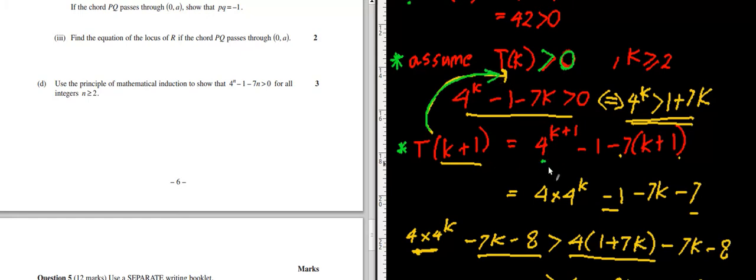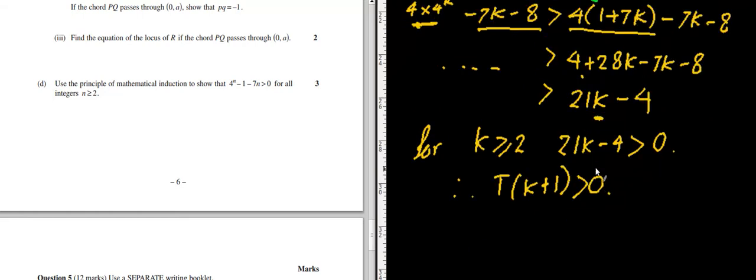In this case, I broke it down so that I could see something somewhat similar to this. So 4 times 4^k, and I rewrote the 4^k as greater than 1 plus 7k. Then playing around with this, I end up getting 21k minus 4, and for k greater than or equal to 2, that's always going to be positive. For example, if I plug in k equals 2 over there, we get 42 minus 4, and so on. So that's pretty much question 4 done.